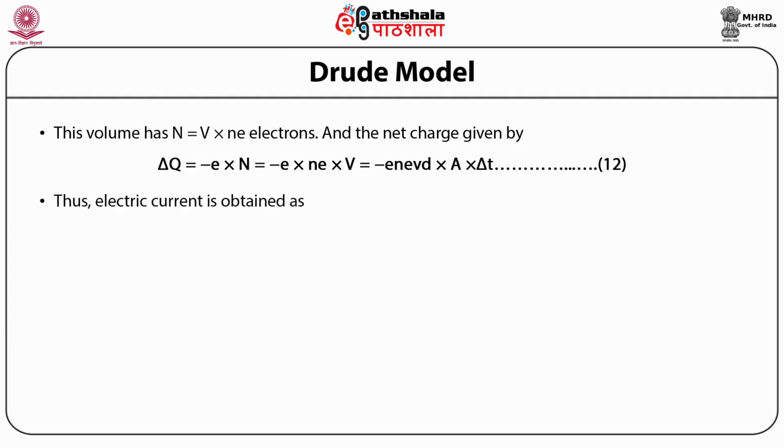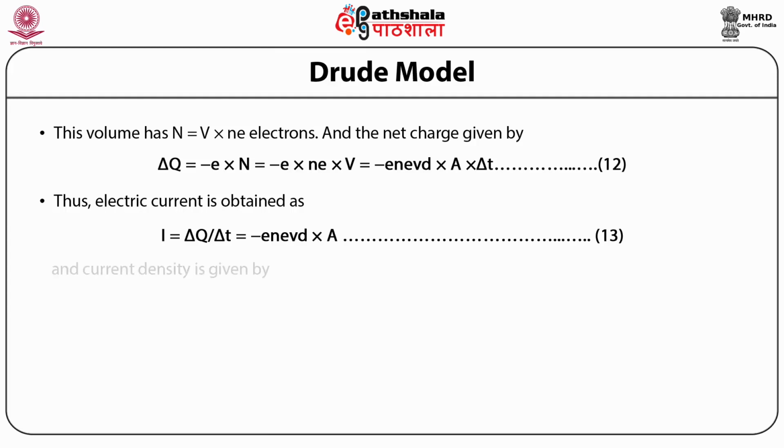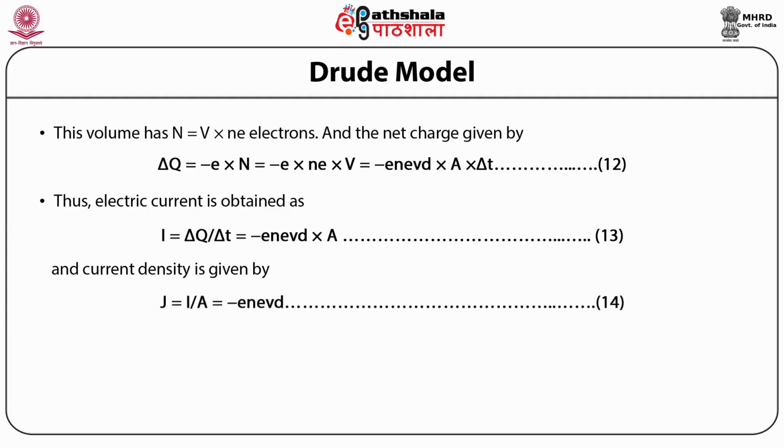Thus, the electric current is obtained as I equal to delta Q divided by delta t. This is equal to minus e into Ne into Vd, multiplied by A. This is represented as equation 13. And the current density is given by J equal to I by A. This is equal to minus e into Ne into Vd. This is represented as equation 14.